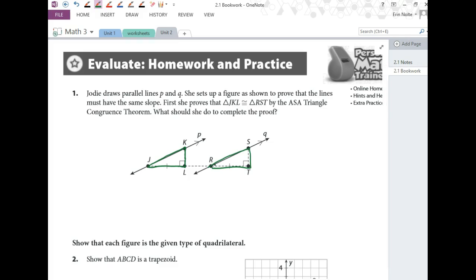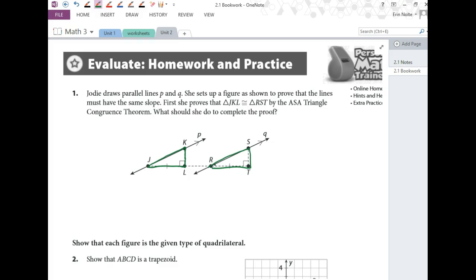Okay, what should she do to complete the proof? So how can we say that these two lines are parallel? Okay, anytime you hear the word parallel, what should you be thinking about? Same slope. The slope. It is always talking about the slope.